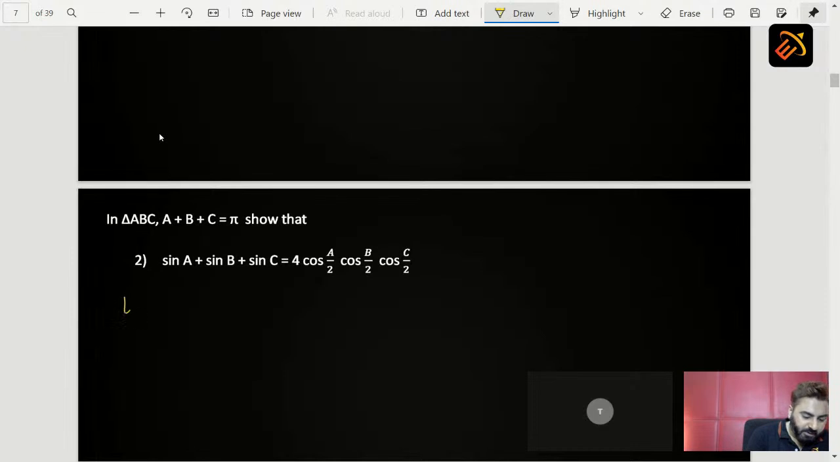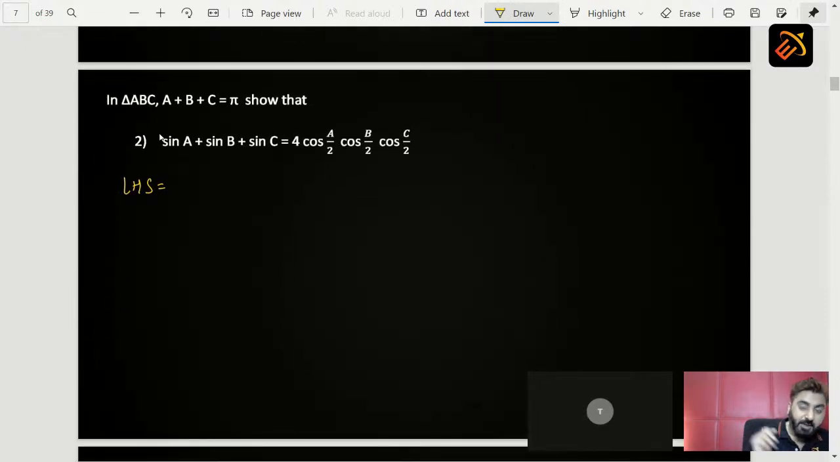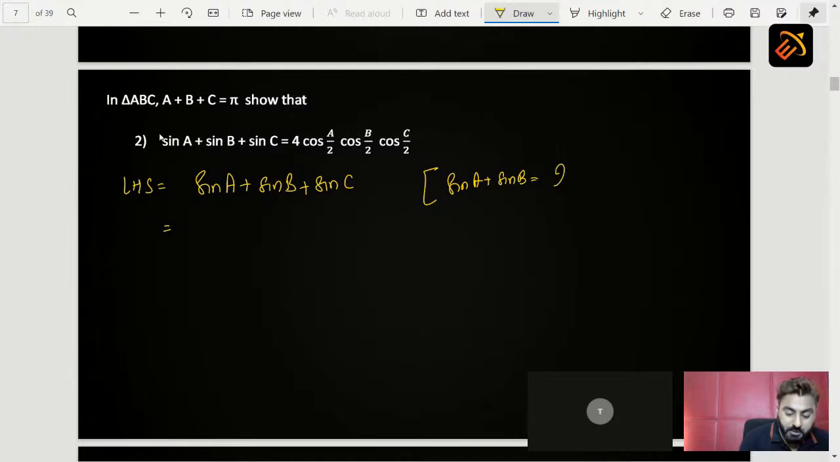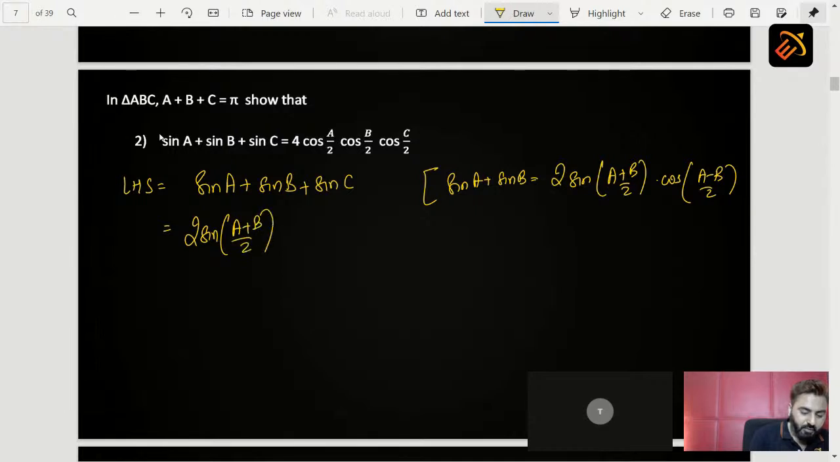So students, let's consider the left hand side. What is given in the left hand side? sin A plus sin B plus sin C. There is a plus between two trigo terms, sin plus sin, 2 sin cos. Apply the formula. What is sin A plus sin B? It is sin plus sin, 2 sin cos, 2 sin (A plus B)/2 into cos (A minus B)/2. The same formula will apply here, so this will become 2 sin (A plus B)/2 into cos (A minus B)/2 plus sin C.